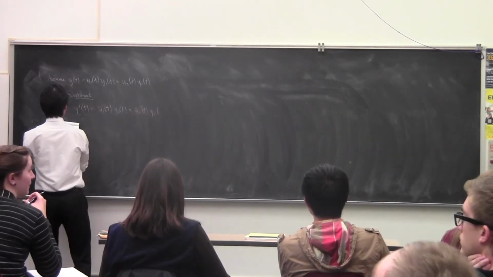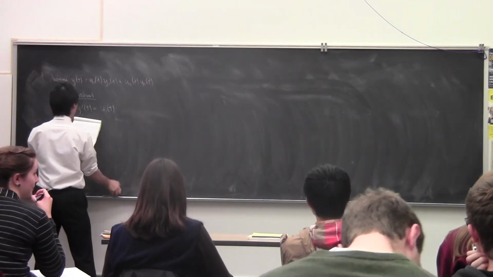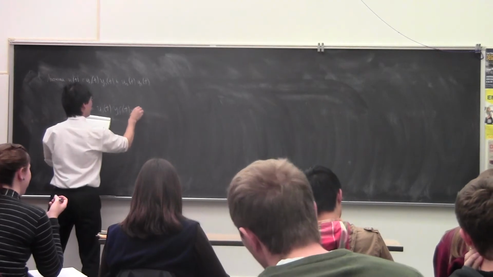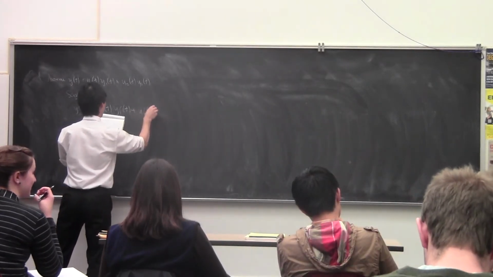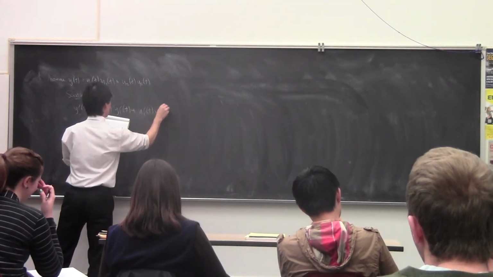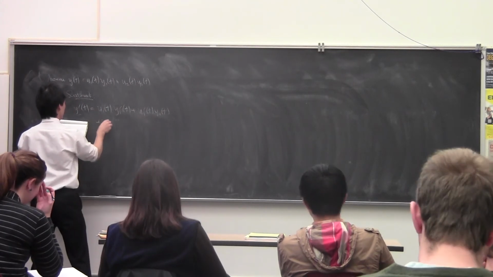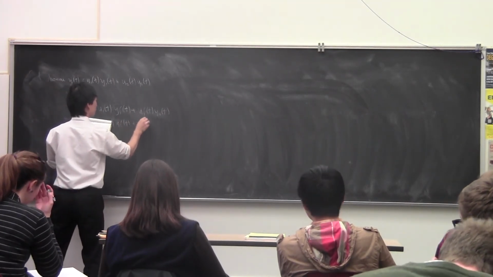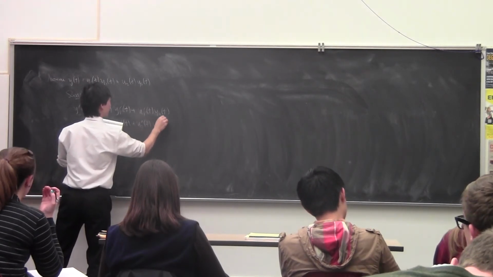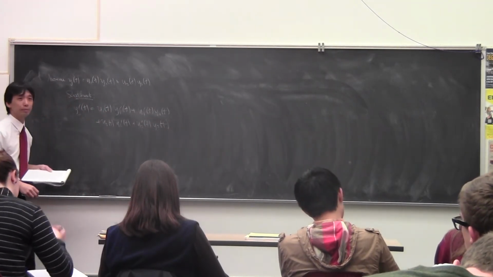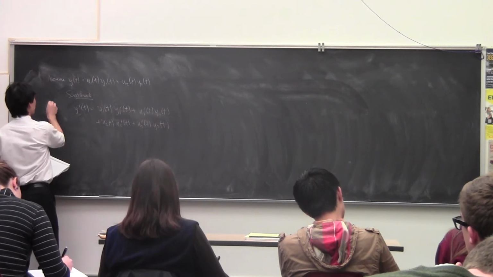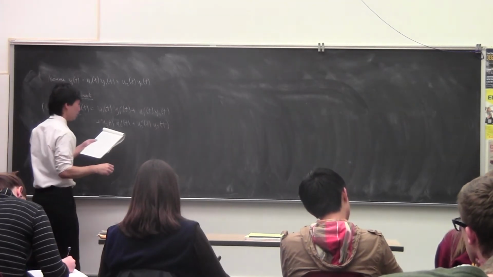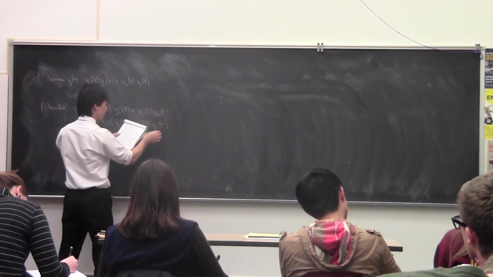Okay, so this is two integers. y'(t) = u1(t) y1'(t) + u1'(t) y1(t) + u2(t) y2'(t) + u2'(t) y2(t). You just use the chain rule, right? It is the chain rule.